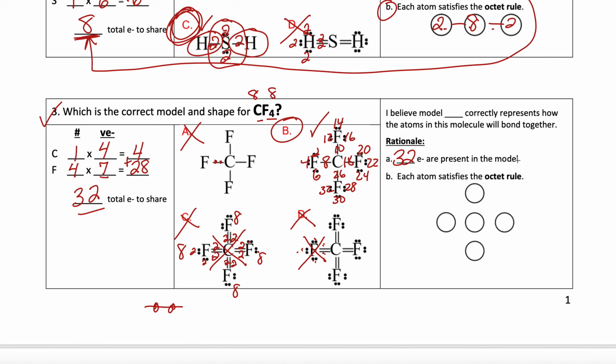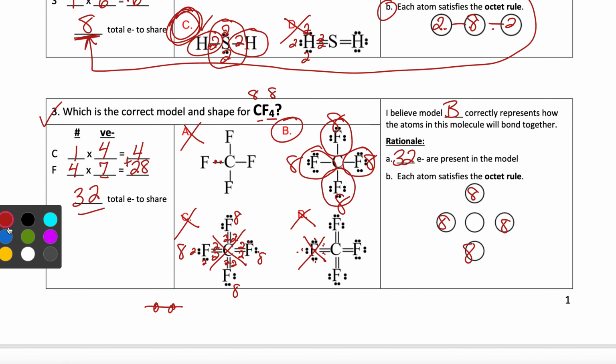32 electrons are present in model B. Now, does everybody get their octet? And the answer is yes. You have to prove that everybody managed to get 8. So, this fluorine has 6 plus 2 in the bonds. This one has 8. This fluorine up here has 6 plus 2 in the bonds, 8. This fluorine has 6 plus 2 in the bonds, 8. And down here, fluorine has 6 plus 2 in the bonds, 8.